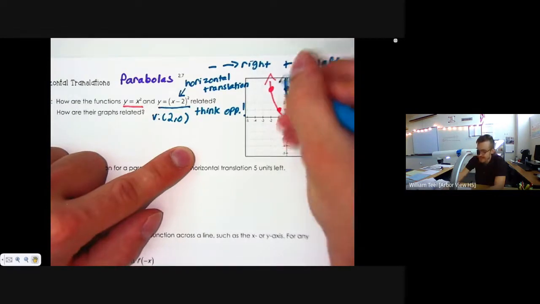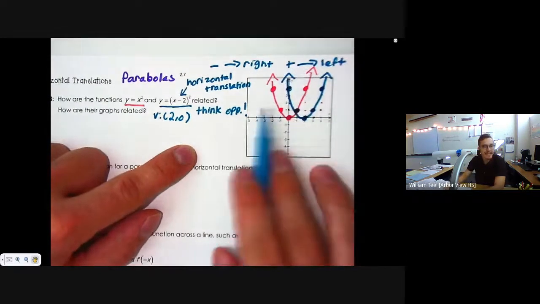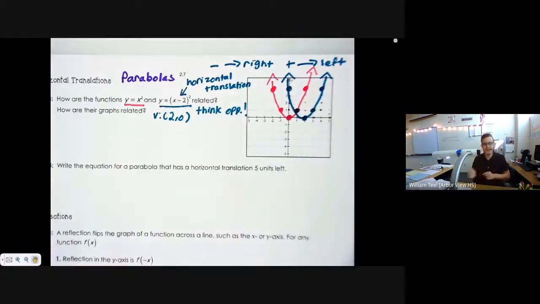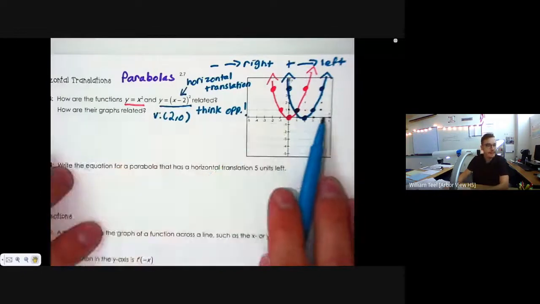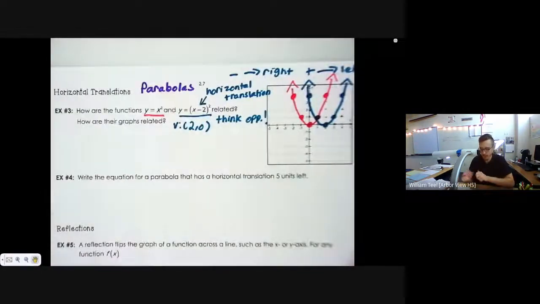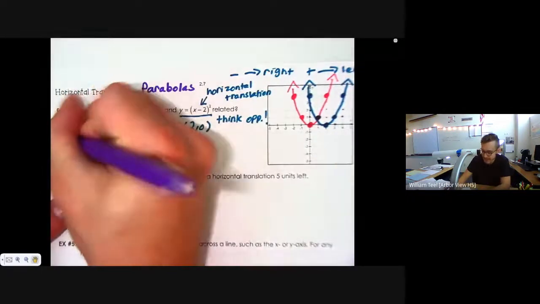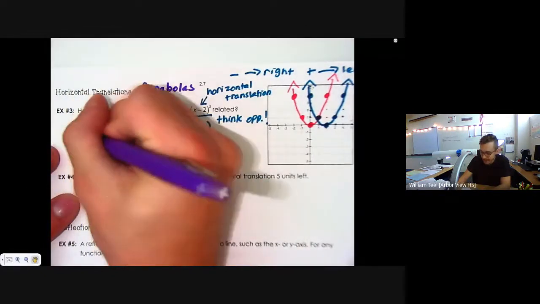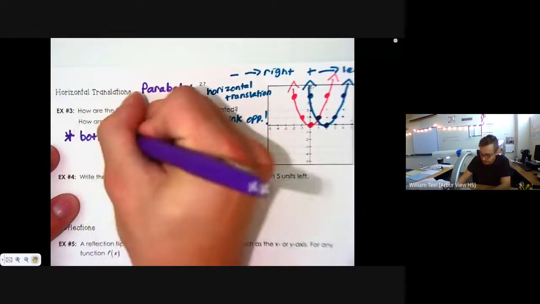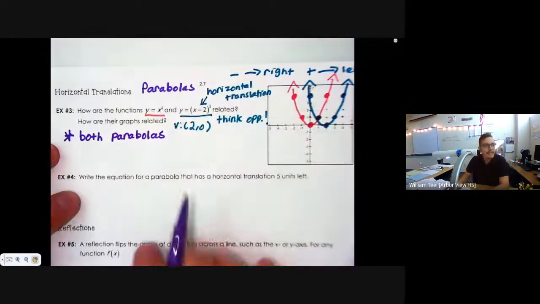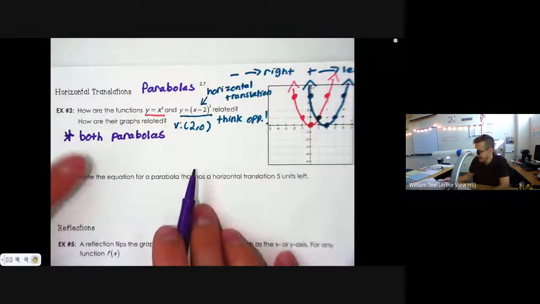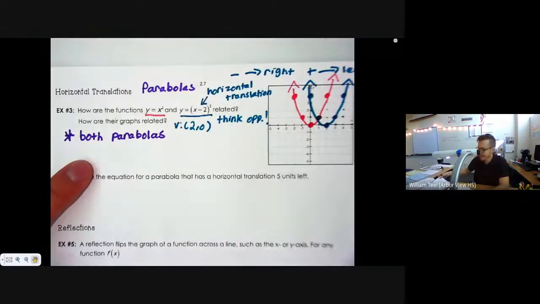All right. So now I can see that these two are the exact same parabolas. The only difference is this one, the blue one, has been shifted to the right. So let's go ahead and take a look at some of the similarities. The similarity that I notice here is they are both parabolas. Okay, now I'm going to look and see what is different about these two. Well, I notice the only difference between these two graphs is that the blue one has been shifted to the right 2.